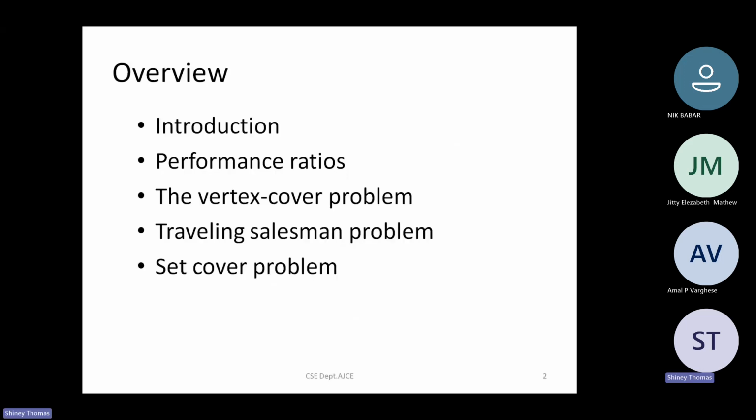So we'll see subset sum is also there. I haven't added it to the PPT. We'll look at it in the next class. So we'll look at these three topics, that is vertex cover, traveling salesman, and set cover problem.